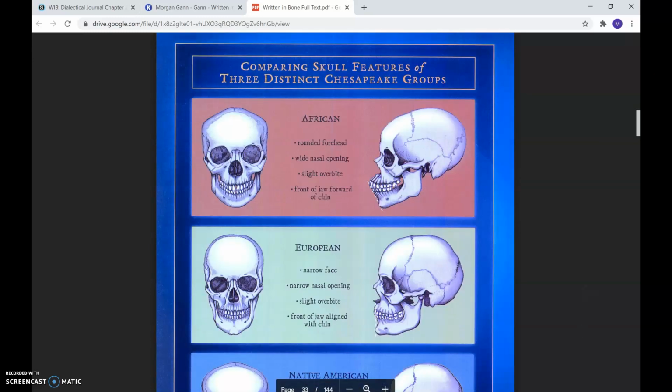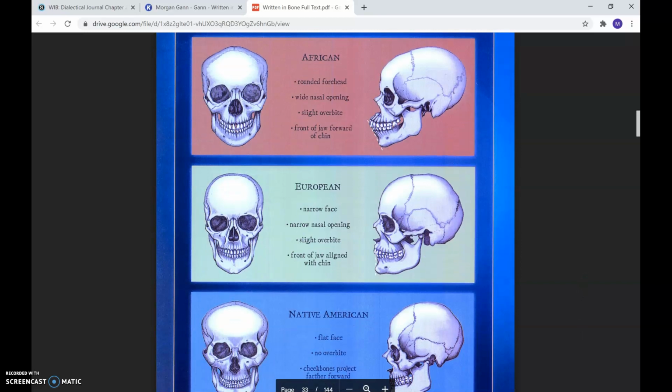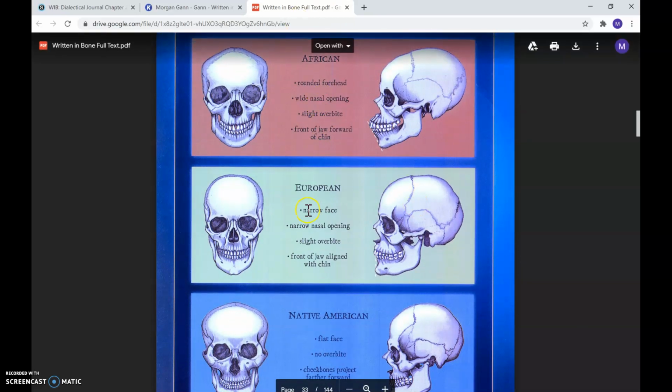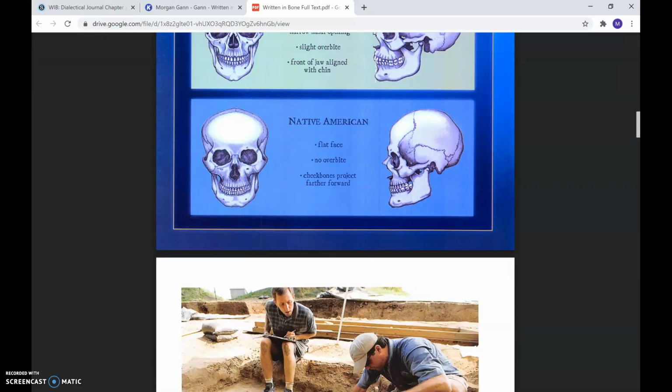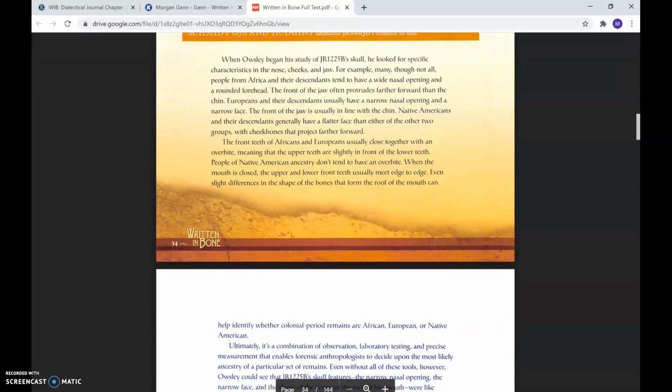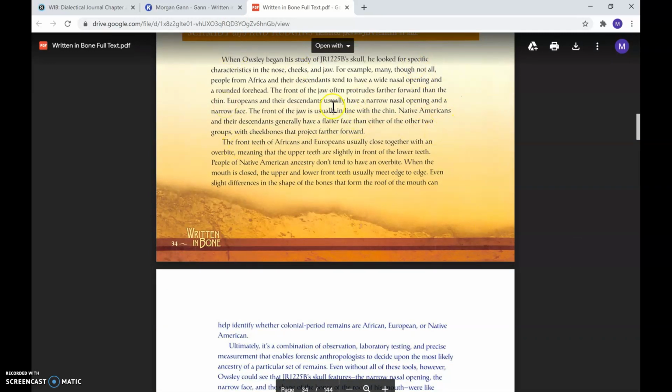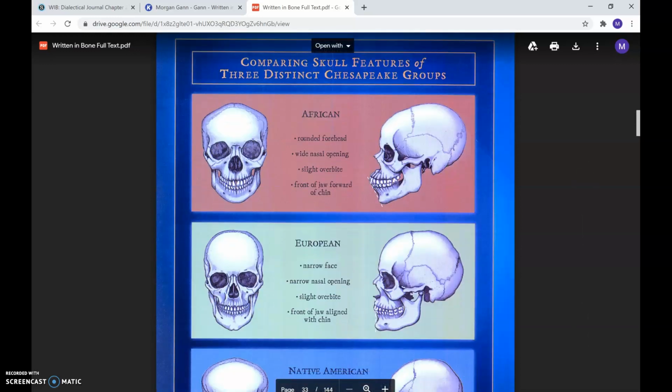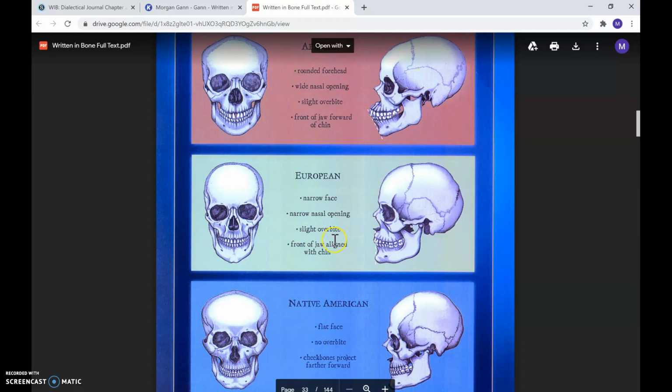Well, they have to look at that person's skull. According to this chart, a person with African descent, European descent, and Native American descent have different skull features. So I'll let you read through that. I read it over in chapter 2, but use this chart to help you figure that out. Down here, it talks about JR 1225 and them studying his skull. It mentions his nose, his cheeks, his jaw, and what it looked like, and how they compared that information to this chart. What did they learn about his ancestry based off of his skull?